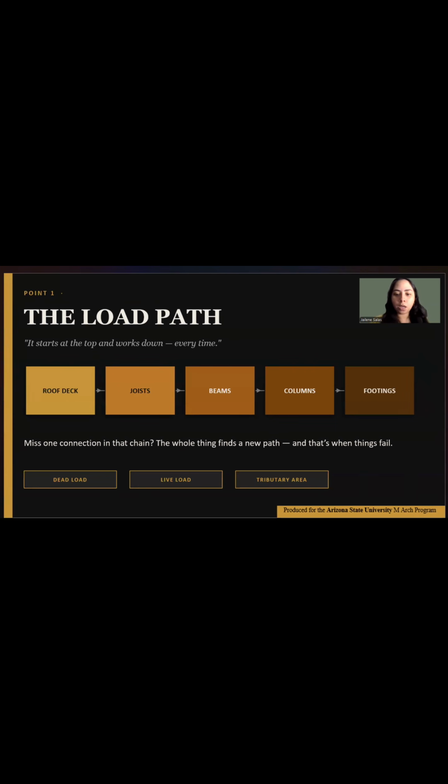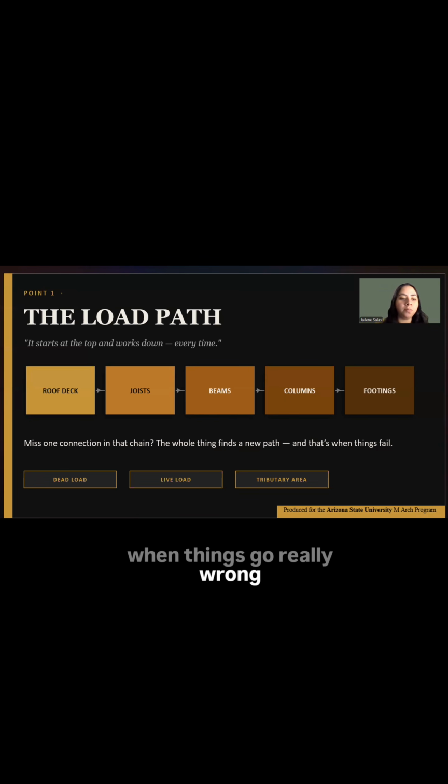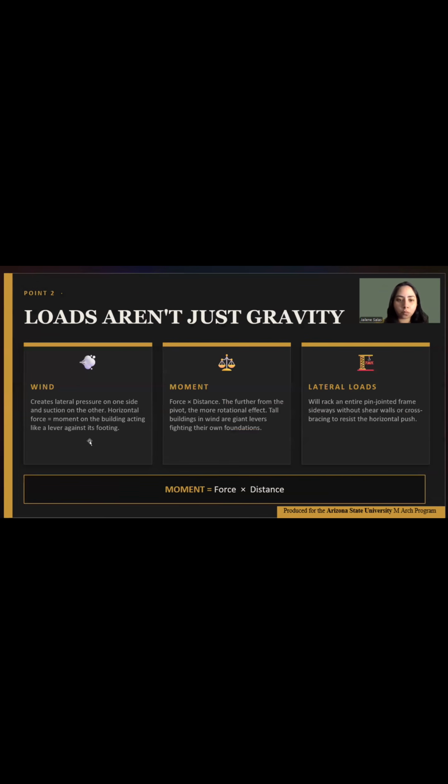So point one, it starts at the top and then it works its way down every time. So load hits the roof deck, transfers to the joist. The joist hands it off to the beams. Beams push it down to the columns, and the columns drive it into the footing. That's called the load path. So if you miss one connection in that chain, then the whole thing finds a new path, and that's when things go really wrong.